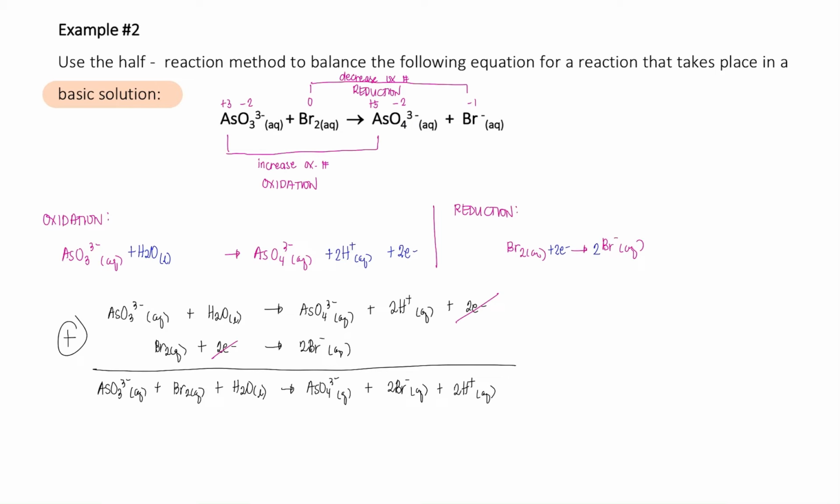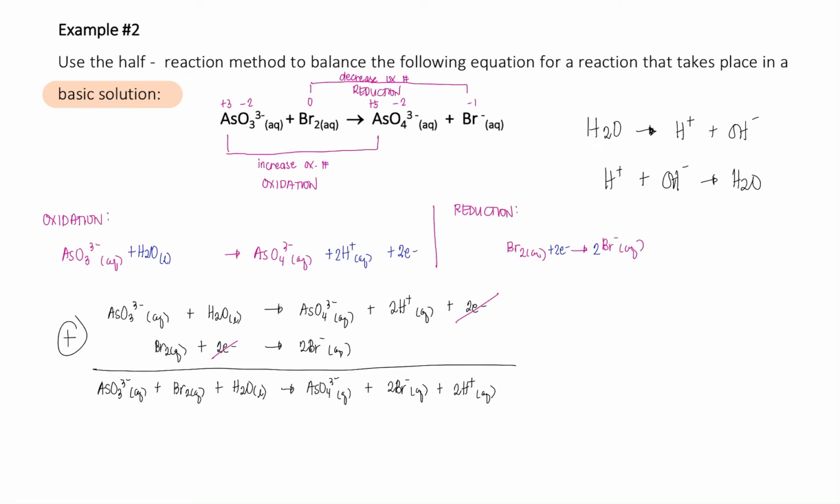So, before we check, let's go back to the given, the basic solution at which the reaction takes place. So, if it's basic, instead of H plus, what should remain is OH. This is the ion that indicates that the solution is basic. So, what we're going to do here is to add the equation, knowing that the ions that make up water are H plus and OH negative. So, the reaction between H plus and OH negative ion will form water.